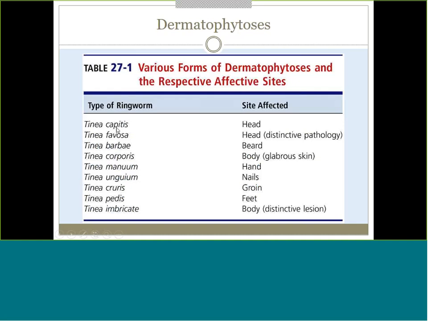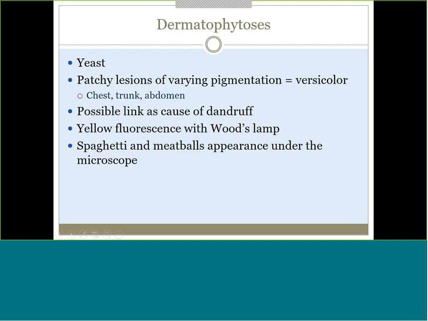So tinea capitis, cap is head. Tinea fibrosa is also referring to a distinct part of the head. Tinea barbae is for beard. You think about barber, like a barber that trims the beard. Tinea corporis, corpus just means the whole body. So it can be somewhere on the body in general, cutaneous-wise. Tinea manuum, I can never say this, is hand. Unguium is nails. Cruris is groin. Pedis, of course, is feet. And then we have other ones on the body called imbricate. So lots of different cutaneous forms, and the words tend to tell you where on the body it's happening.